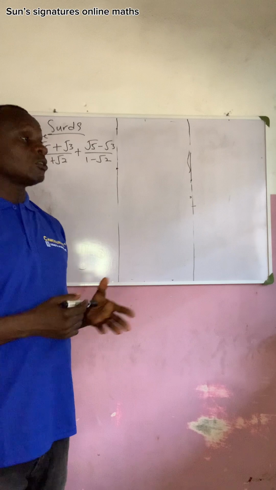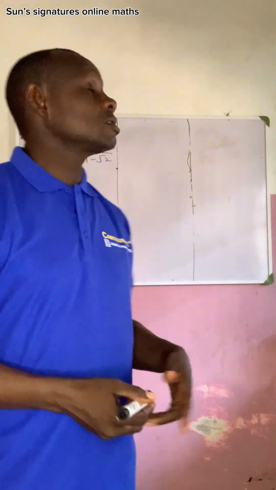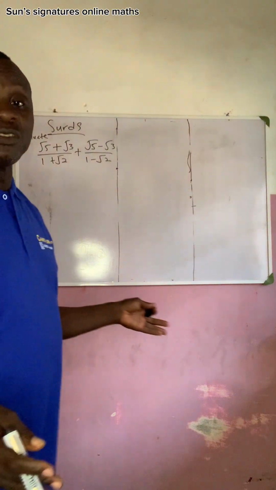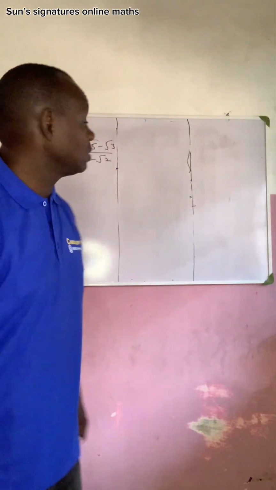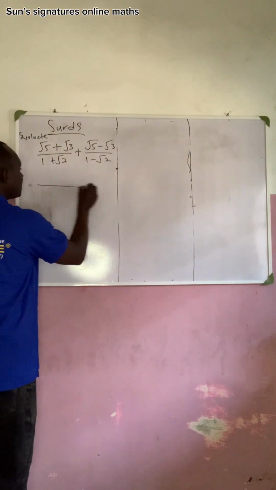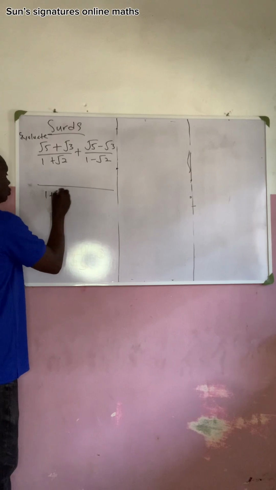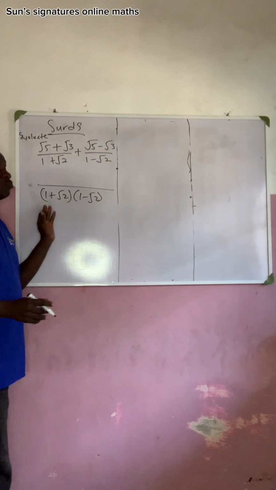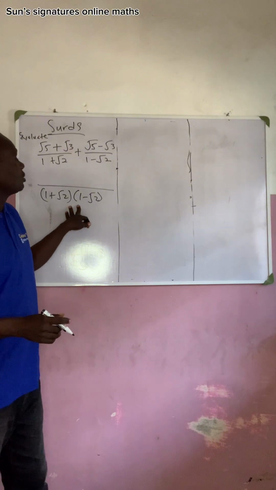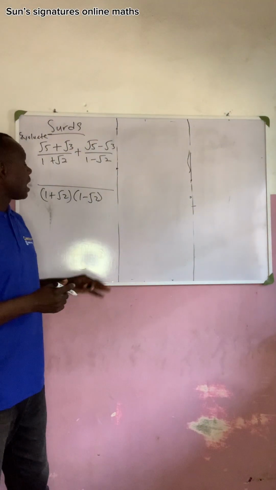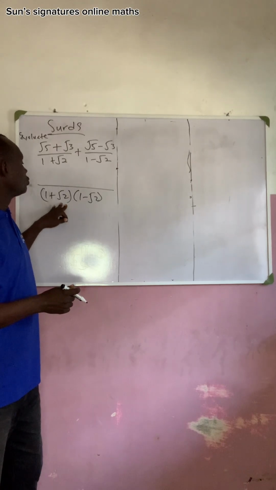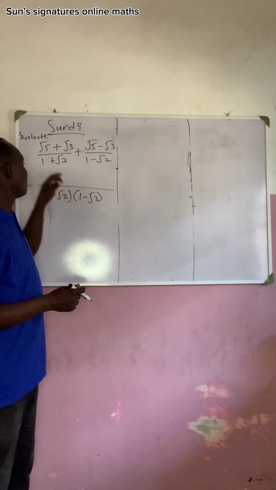One of the ways to solve this problem is we look for the LCM of the denominators. And the LCM of the denominators is the product of the denominators. So I can conveniently write this as 1 plus the root of 2 into 1 minus the root of 2. The product of the denominators becomes the LCM. Now I'll use the LCM to divide each of the numerators.